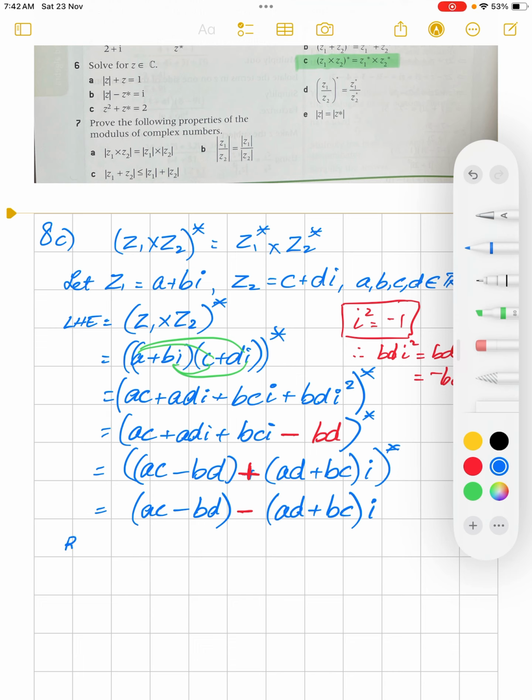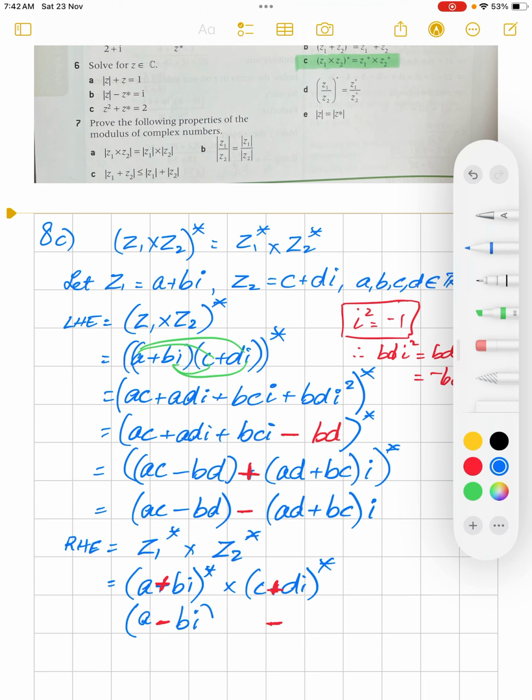Let's work on the right-hand expression now. The right-hand expression is the conjugate of Z1 times the conjugate of Z2. So the conjugate of Z1 is A plus BI times the conjugate of Z2, which is C plus DI. Now for the conjugate, if there's a plus in here, we have a minus. If there's a plus in here, we'll have a minus. So let's go A minus BI times C minus DI.